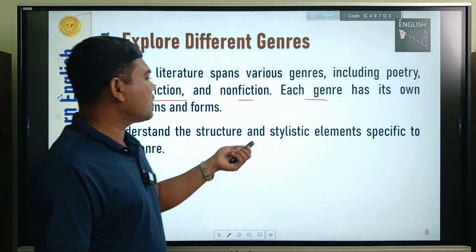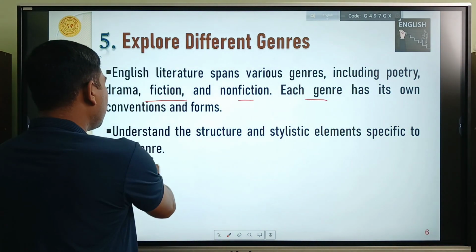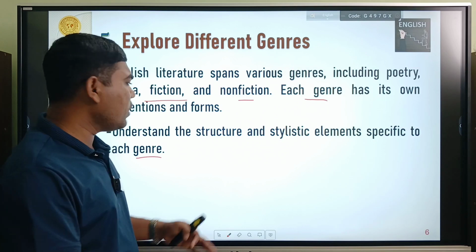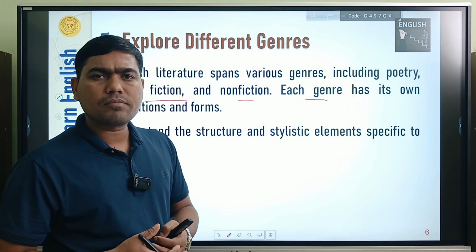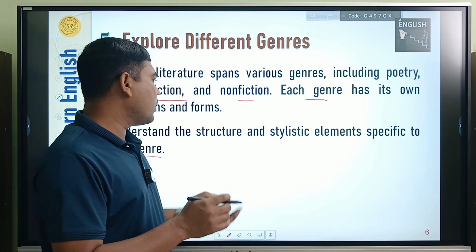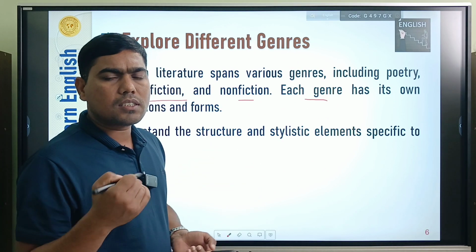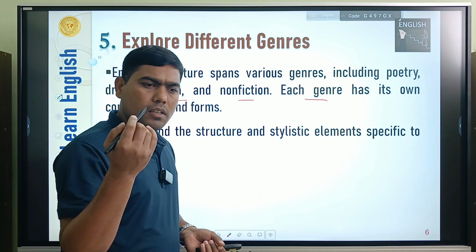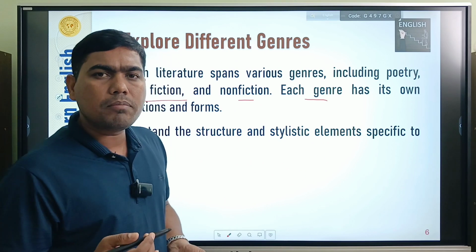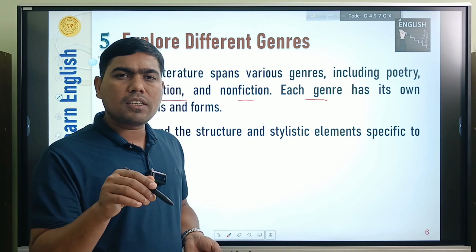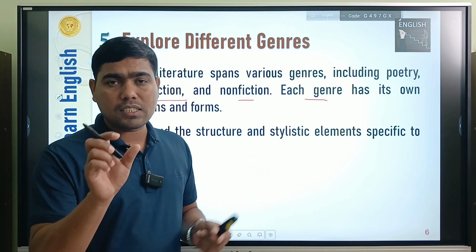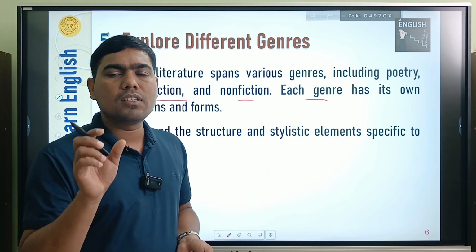Understand the structure and stylistic elements specific to each genre, which I have already told you, like what a sonnet is and what kinds of sonnets there are. In this way you have to know the structure and the stylistic elements like rhythm, rhyme scheme, meter, measure. These are the elements in understanding or specifying a particular genre.